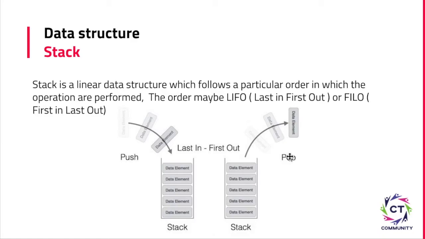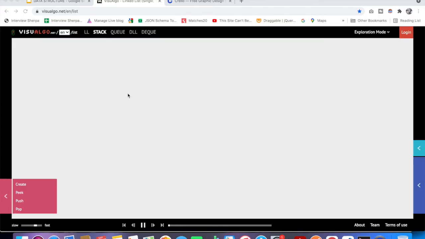Alright, so let's do the visualization first in order to get a better understanding. So let's create a stack now. In order to create, we can click on random. So you can see that the stack is holding the elements 85, 6, 29 and 7. Think of it as a glass.